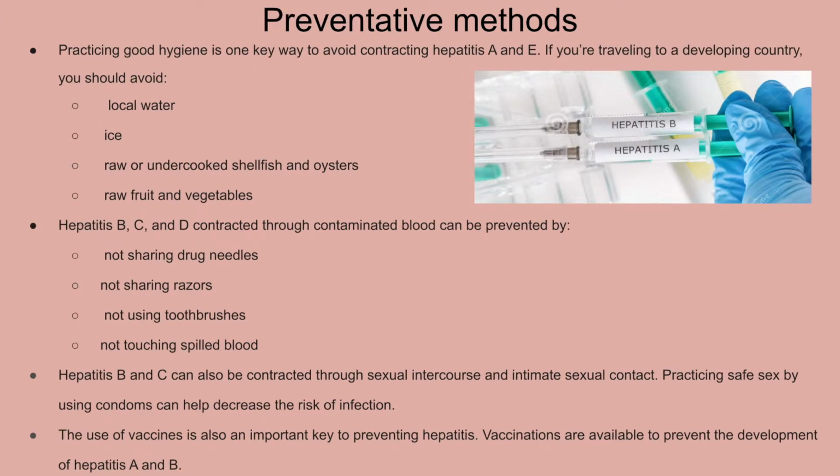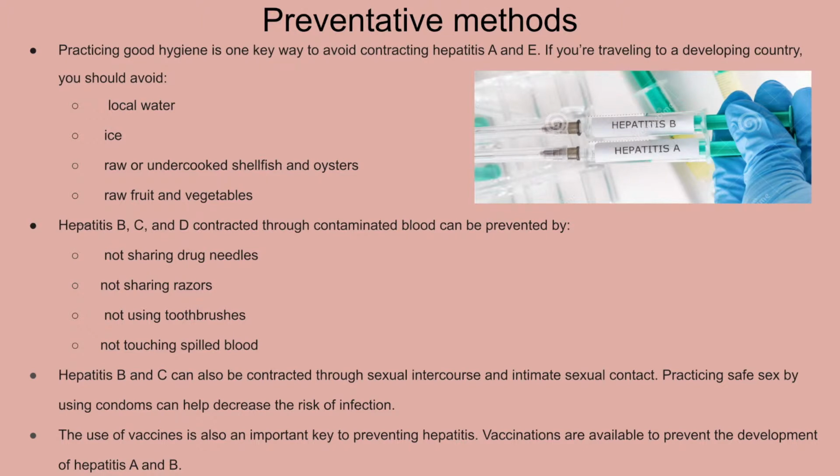For preventative methods, practicing good hygiene is one key way to avoid contracting hepatitis A and E. If you're traveling, you should avoid local water, ice, raw or undercooked food, and raw fruit or vegetables. Hepatitis B, C, and D are contracted through contaminated blood and can be prevented by not sharing drug needles, not sharing razors, not using shared toothbrushes, and not touching spilled blood.